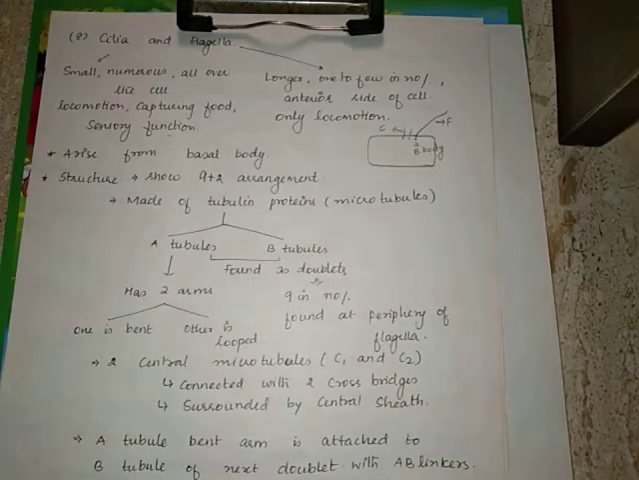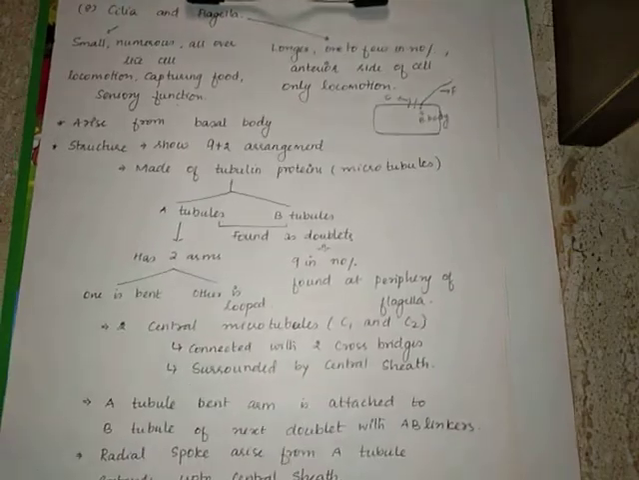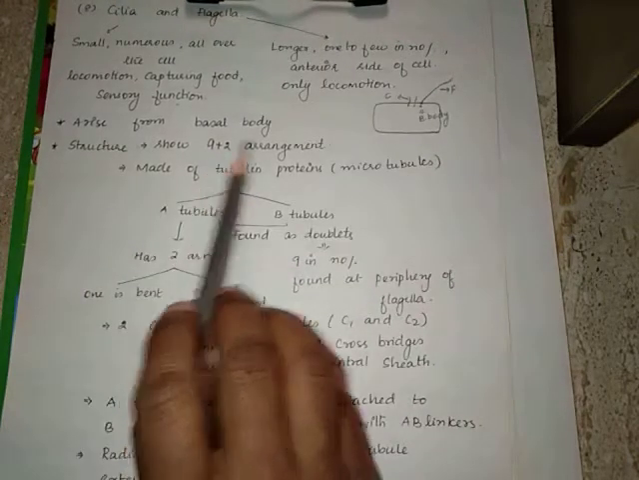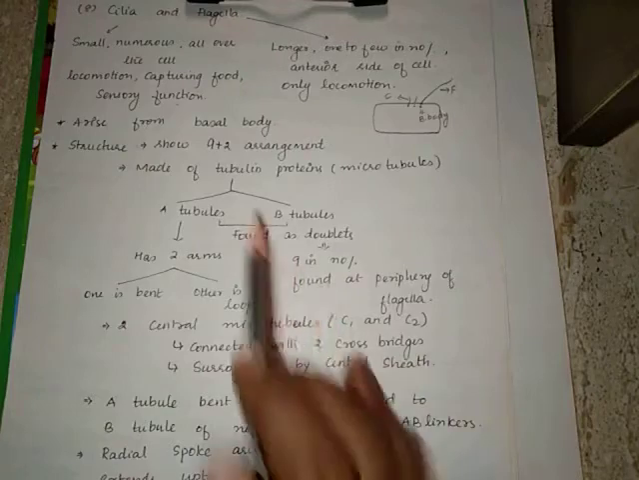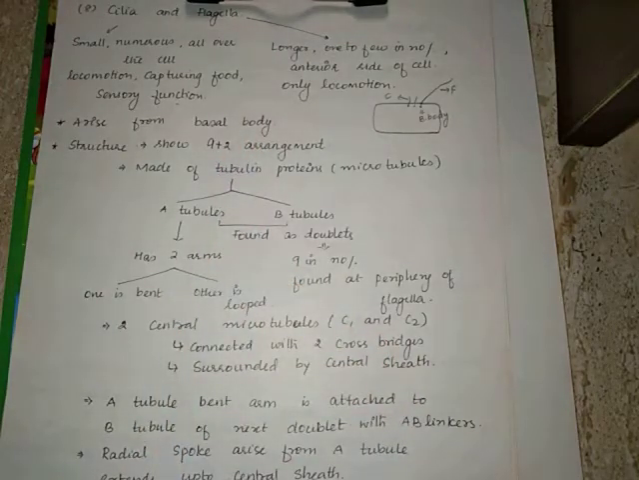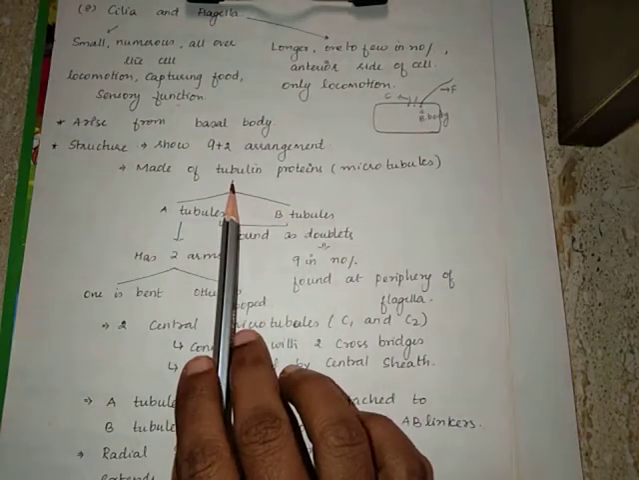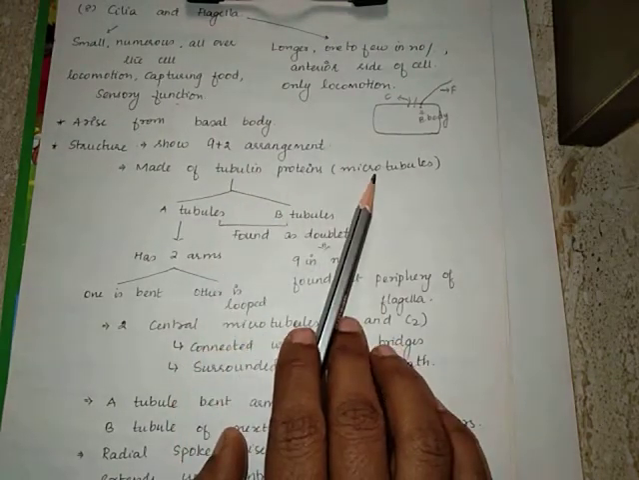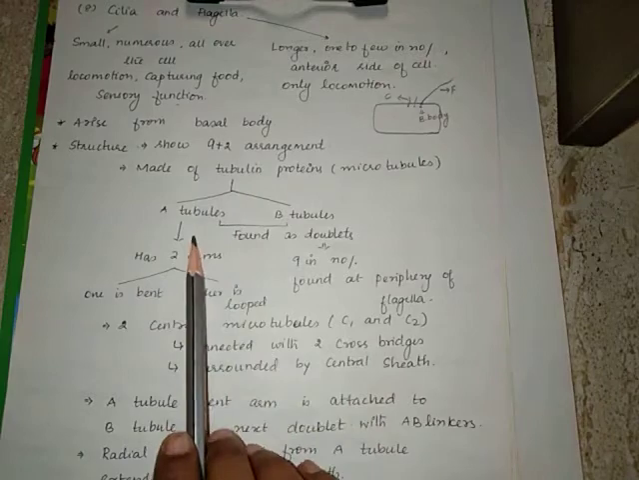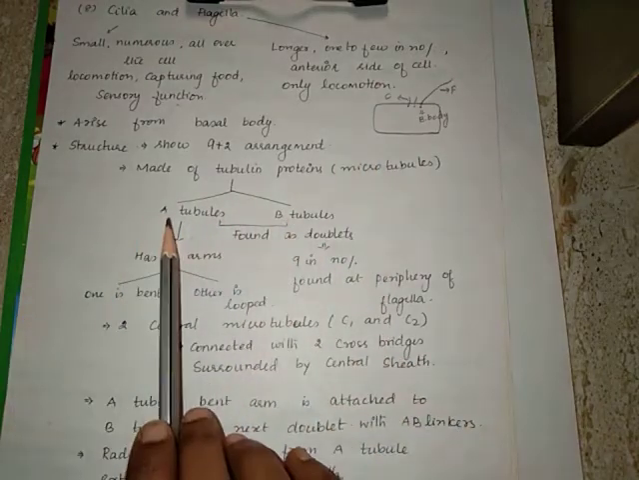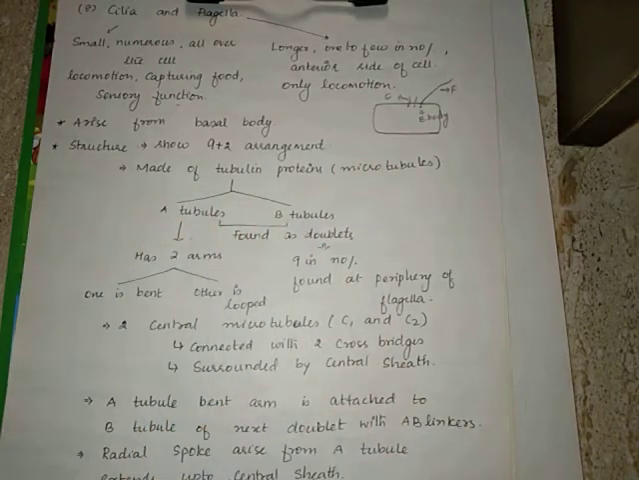Coming to their structure, the flagella has a 9+2 arrangement. This 9+2 arrangement is the arrangement of tubulin proteins. But how will tubulin proteins be? They will be in the form of microtubules. Now this tubulin protein has two microtubular structures: one is A tubule, the other is B tubule.